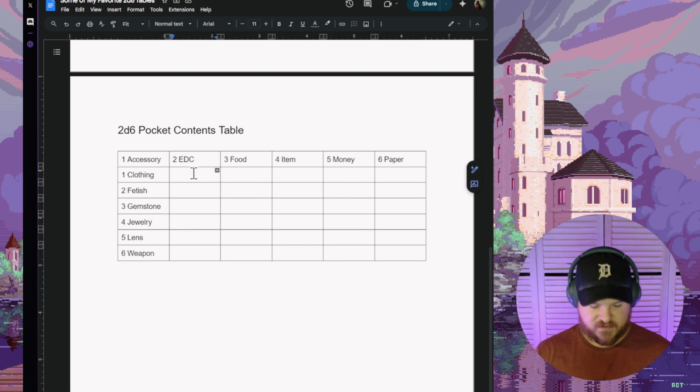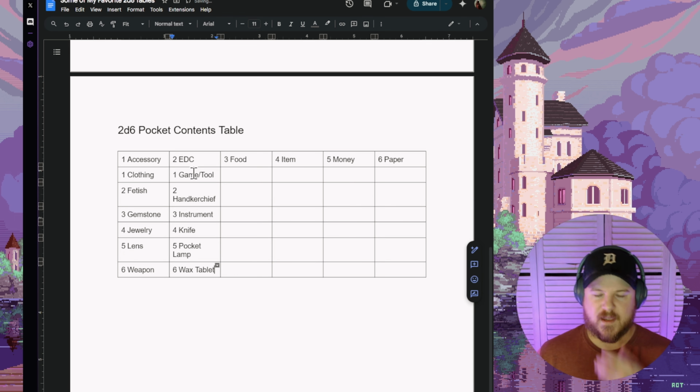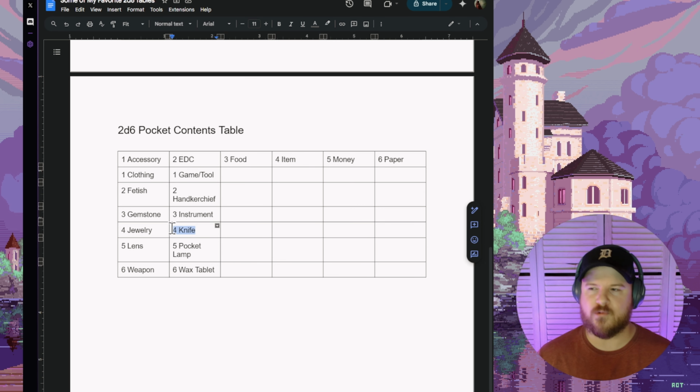So this is everyday carry, which could have included the weapon. I didn't put it in this one, though. So some sort of gamer tool. And these don't have to be concrete ideas. If I roll a knife, it doesn't necessarily have to be a knife, but the idea is that it is a very simple tool that somebody would have on them. If you were in ancient dwarven mines, instead of a knife, it might be a different sort of tool. So it kind of depends.